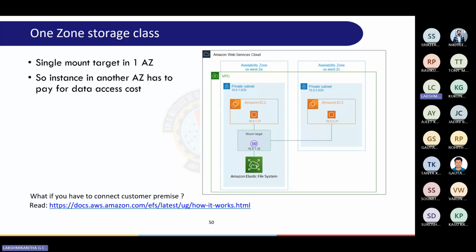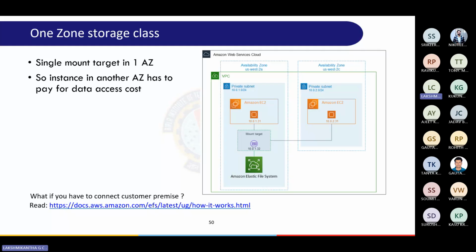So when do you use that one zone? See, for development environment, for test data, for data that can be easily regenerated, you can use this one zone. Okay, you would not use it for your mission critical production data lake, guys.